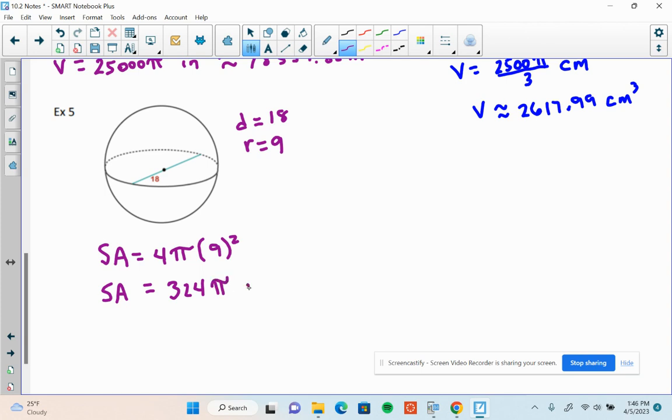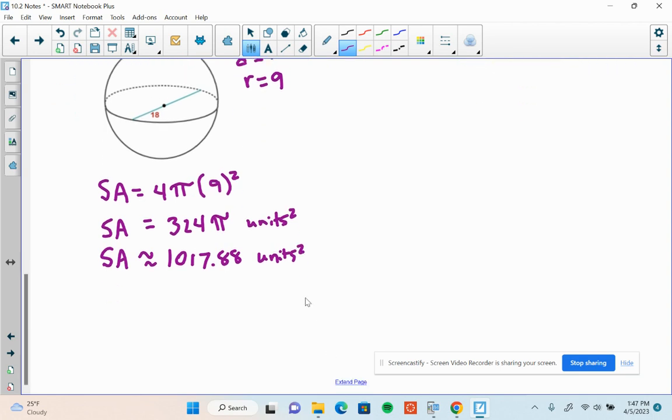We don't have units on this, so the best we can do is units squared. And then if we needed a decimal approximation, we grab our calculator, we do 324 times pi, and we get that that's approximately 1017.88 square units. It's area, so it's square units. And then the last thing we will do is we will calculate the volume of this. Wherever you have room, if you need to move over here, then we can certainly move over here.